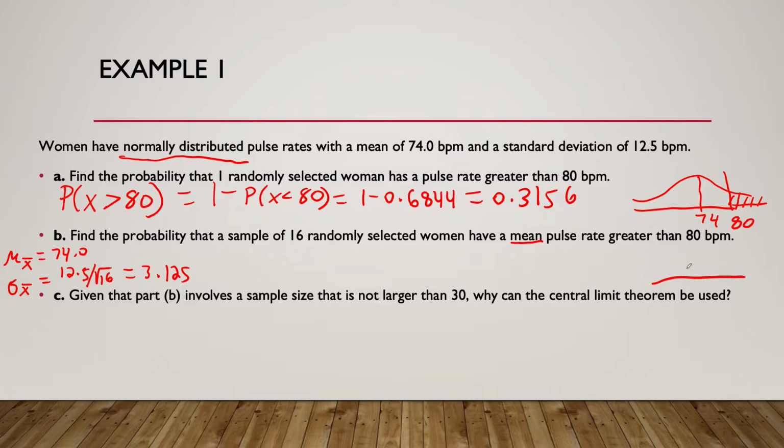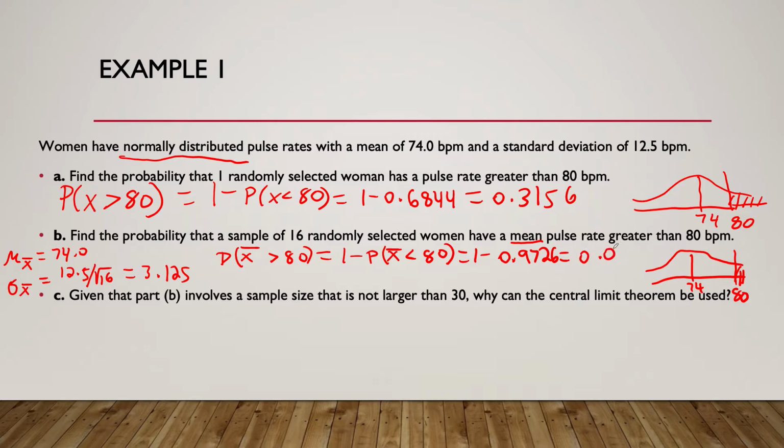The picture for this is roughly the same thing as above. The only difference being, and I did a bad job drawing that, we have a mean of 74. 80 would be even further to the right, and we want the area above it. So the probability that x bar is greater than 80 is the same thing as 1 minus the probability that x bar is less than 80. This would be 1 minus 0.9726, and this gives us a probability of 0.0274. A very small probability indeed.